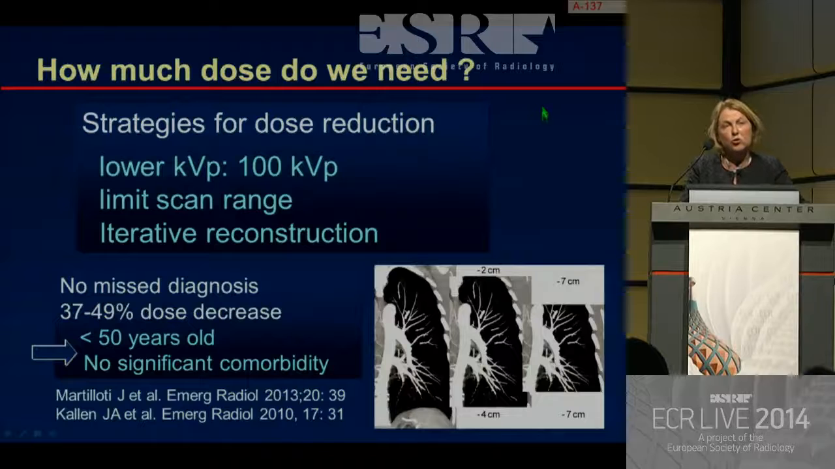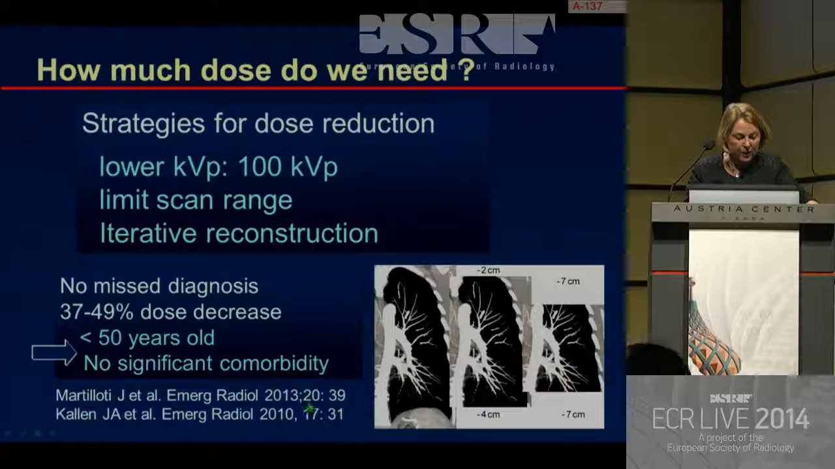How much dose do we need? And there are many strategies for dose reduction. You can lower the kVp to 100 kVp or even 80 kVp in smaller patients. You should use the most modern iterative noise reconstruction, but the easiest and probably underestimated way to reduce the dose is just to limit the scan range. Not covering the complete chest, but just maybe 2 centimeters above the aortic arch and 2 centimeters below the inferior pulmonary vein, or even smaller.